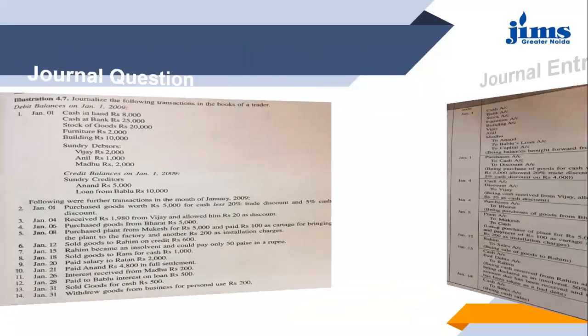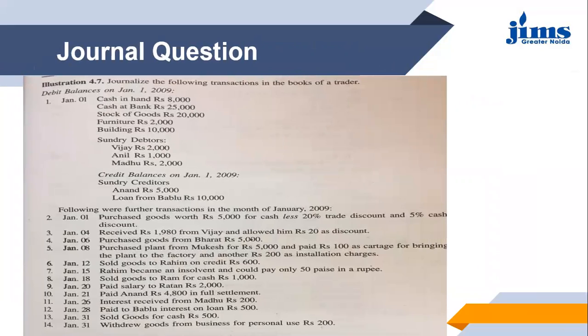Then coming to the next transaction for 2009, that is 1st January. This is the 1st January transaction which we have done right now, the transferring of debit balances and credit balances from the previous year to the next year, or previous month to the next month. Now coming to the actual financial transactions that have occurred in the month of January. First, purchase goods worth rupees 5,000 for cash, less 20% trade discount and 5% cash discount.